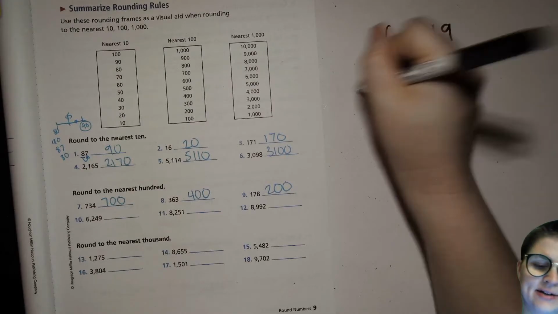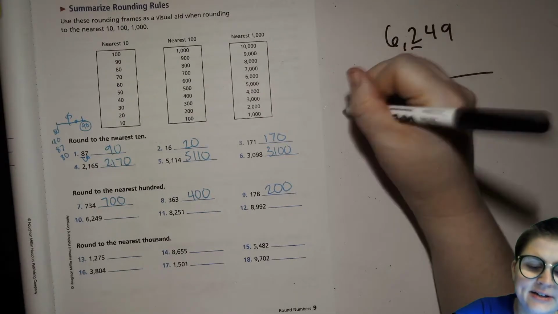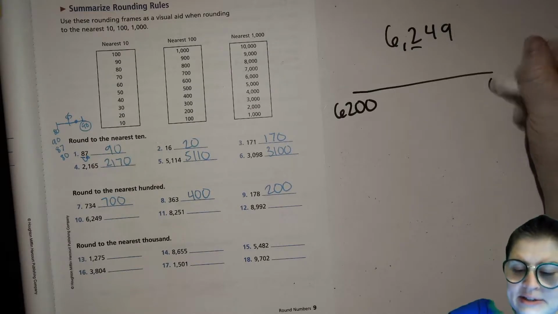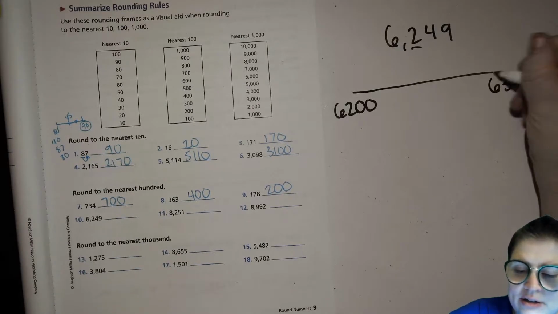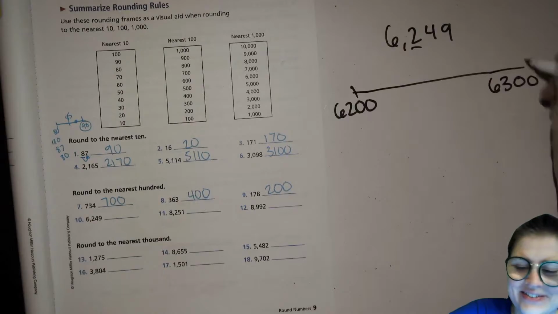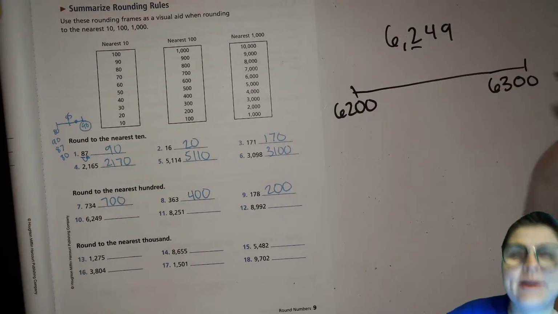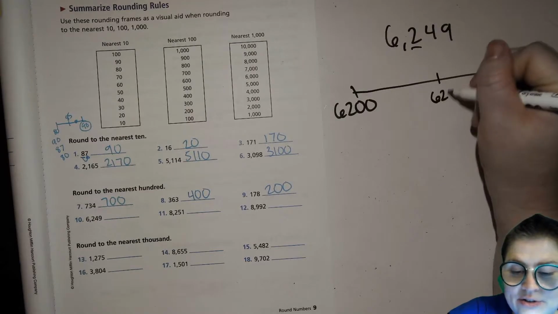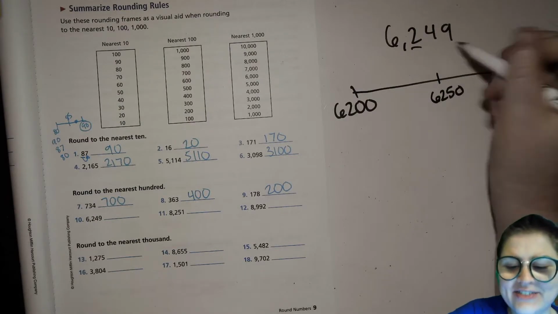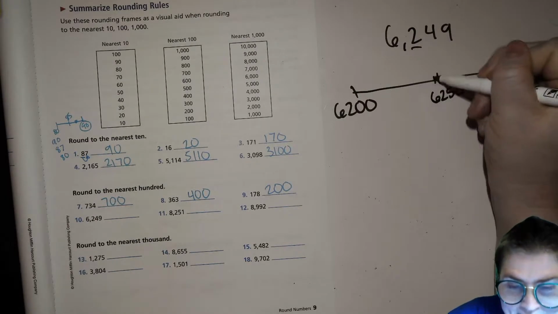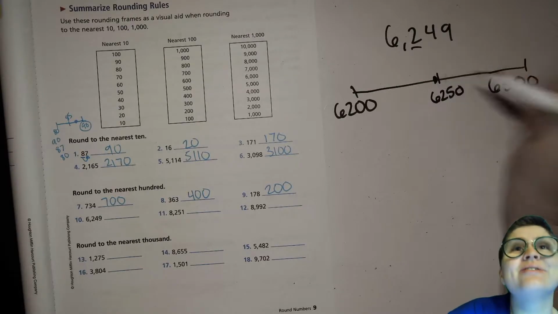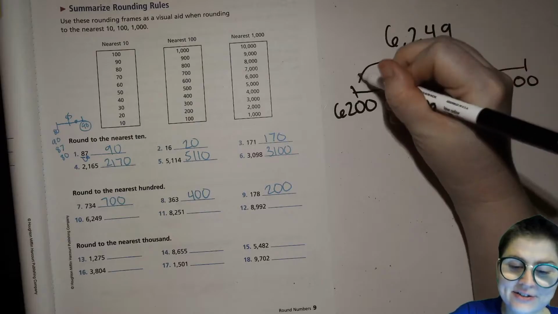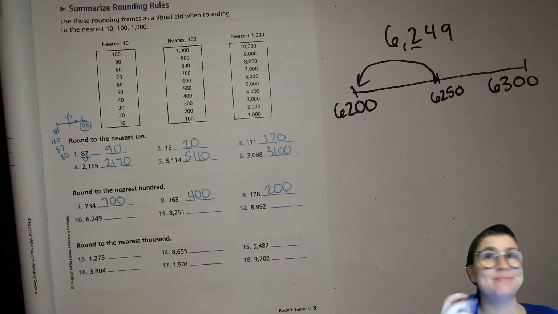6,249. Okay. What hundred is it currently at? It's 6,200. The next hundred would be 6,300. Look at what they did here. It's so silly. Halfway in between would be what? 6,250. What did they give us? This number that's right here, so close. But it is still technically closer to 6,200.